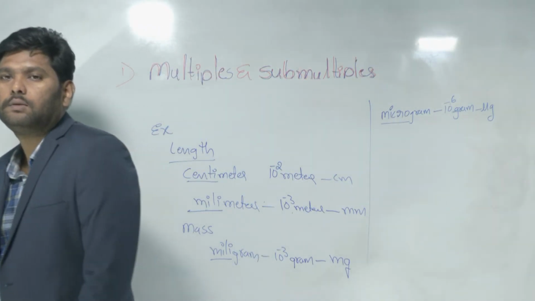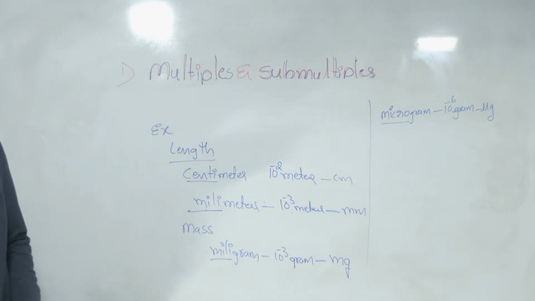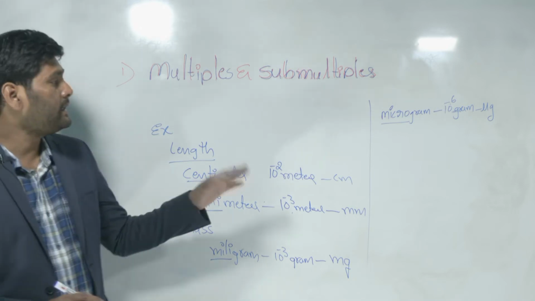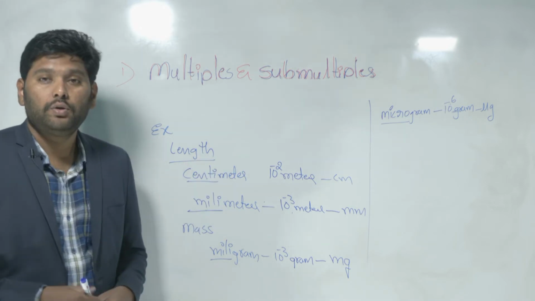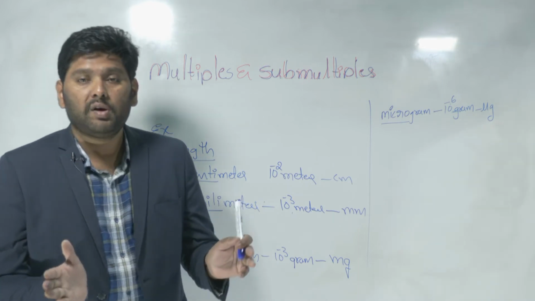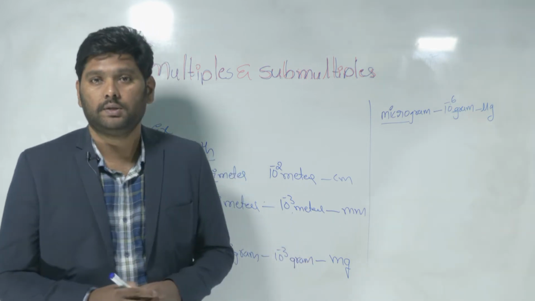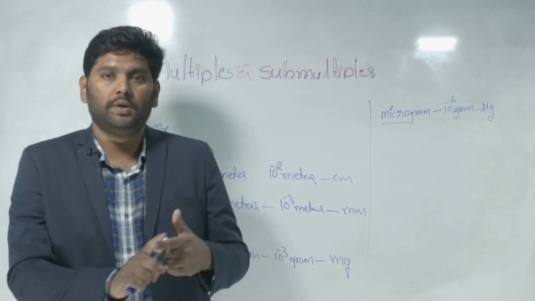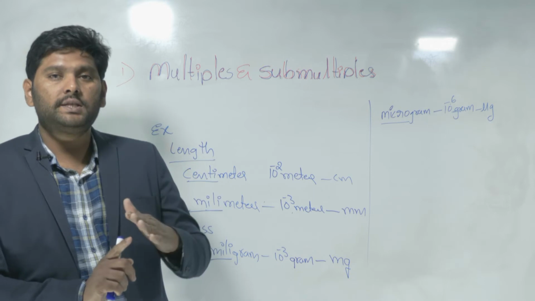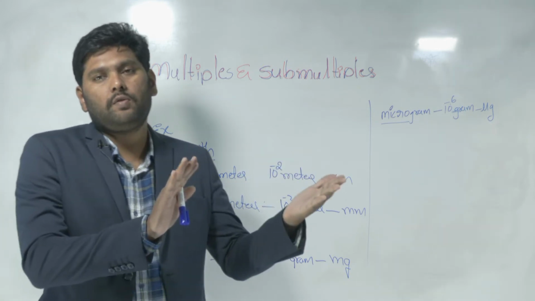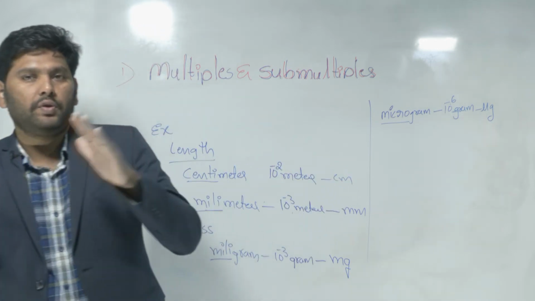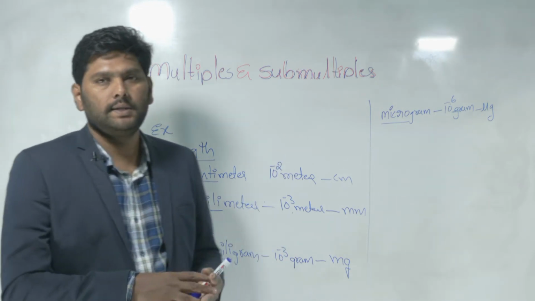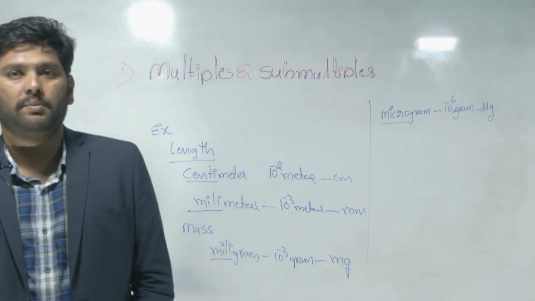So this is the way the multiples and submultiples are used to express a physical quantity. This also helps you to convert one system of unit to another system of unit. Understand? Because in the last class we discussed systems of units. To change a physical quantity from one system of unit to another, these are helping you. So I hope you have understood how to use multiples and submultiples.